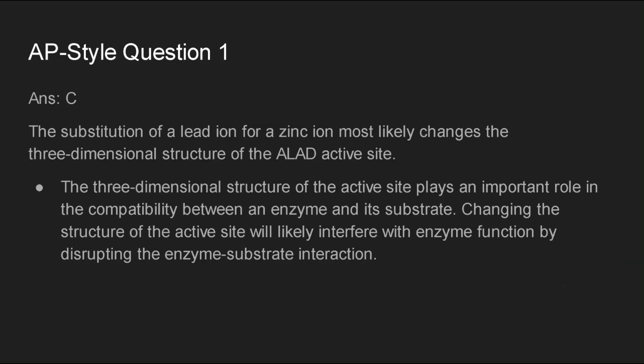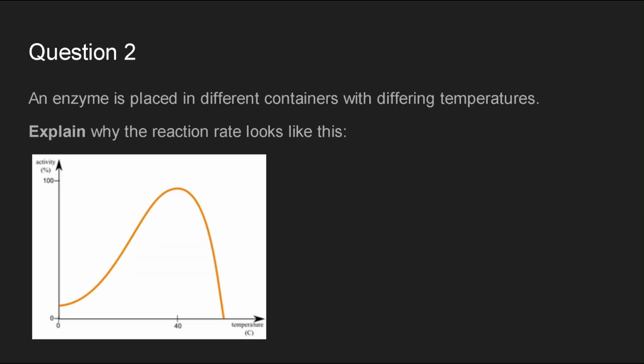So the correct answer is C. The substitution of a lead ion for a zinc ion will most likely change the three-dimensional structure of the ALAD active site. The three-dimensional structure of the active site plays a very important role in the actual compatibility between an enzyme and a substrate. So changing the structure of the site will interfere with the enzyme's function by disrupting the enzyme-substrate interaction and reduce the reaction rate.